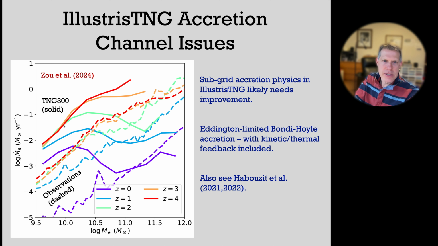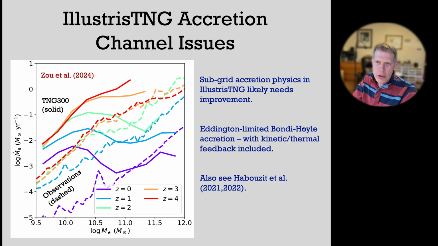I would say this isn't that surprising because when the IllustrisTNG folks attempt to treat the black hole accretion, they're forced to do it with a subgrid approach that is quite simple. They utilize basically Bondi-Hoyle accretion to estimate the black hole accretion rate, and they add an Eddington limit on that.